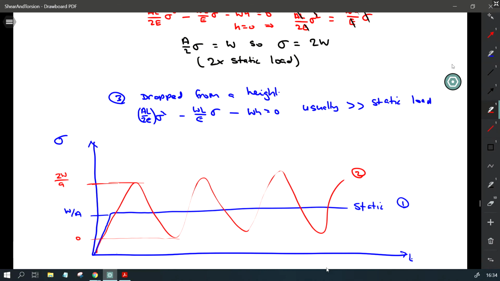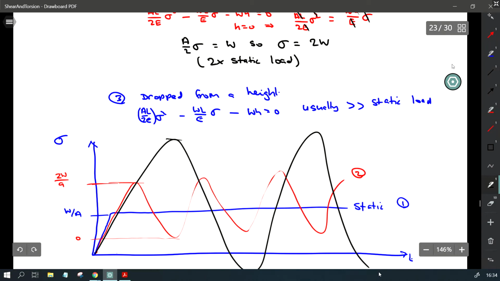Okay. And then the third case, where it's dropped from a height, would look something like that, where this is greater than W over A, and this would be tension. So that's what happens. If you come out of this knowing that a load that's applied dynamically has the potential to cause a much higher stress than the load applied statically, then that's really what you're after.